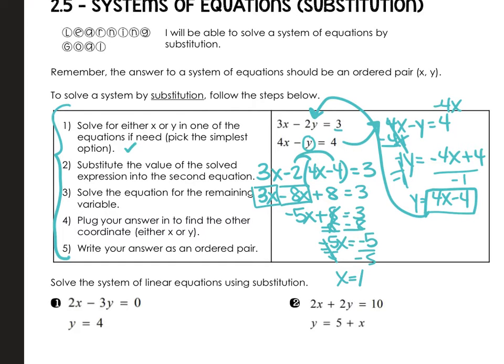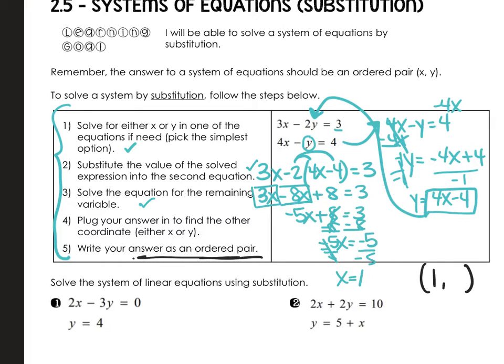Okay, I like to go ahead and write that in my ordered pair because it says write your answer as an ordered pair. Well, I know x goes first, so I'm going to write 1 first, and then I'm going to go back and do the y in a little bit. All right, so once you have either x or y, in this case x, you want to plug your answer in. So I'm on step 4, so I haven't been marking those off. I did 2 and 3. Plug your answer in to find the other coordinate.